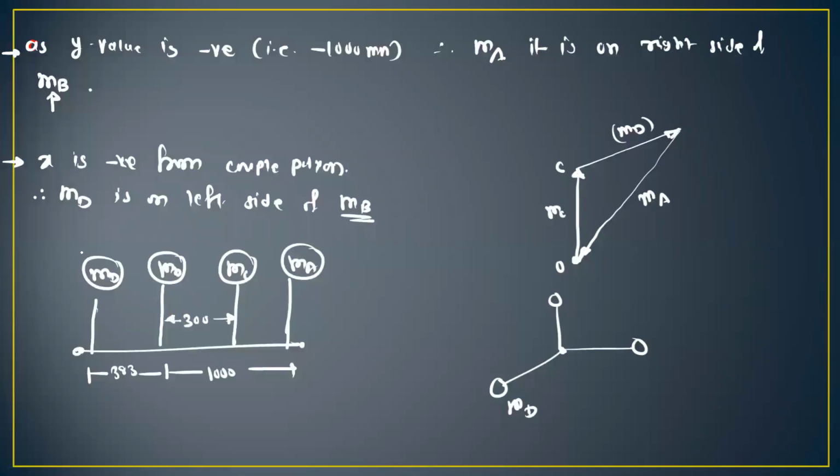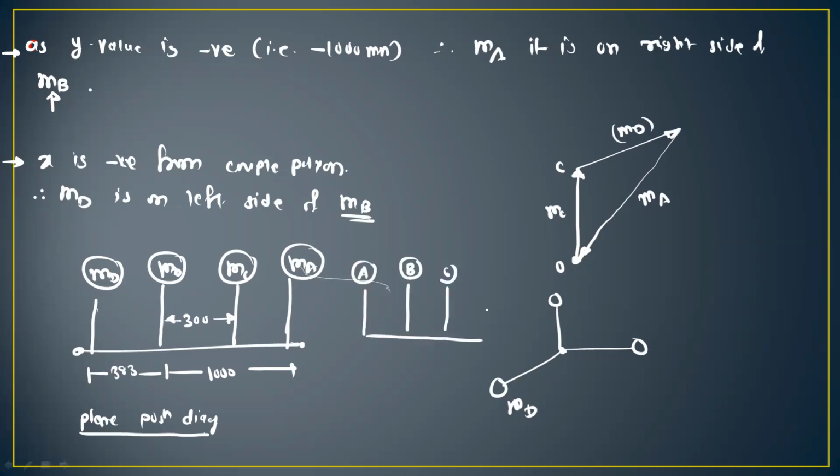So this is the corrected diagram, that is a corrected plane position diagram. Initially, we assume the mass A on the left side of the mass B. So this is the initial diagram. Okay, and we assume the mass A is at distance y with respect to the reference plane, that is mass B. D at distance x, and spacing between B and C was given. So that spacing was 300 mm.